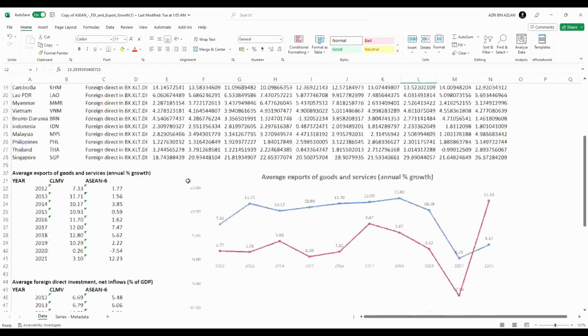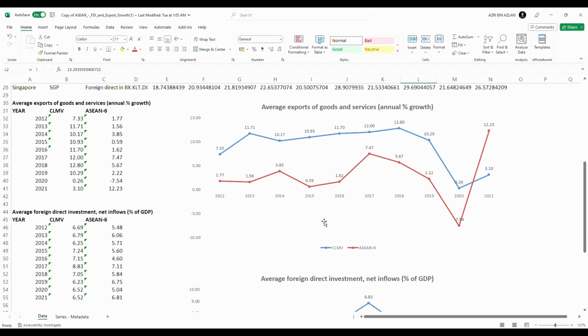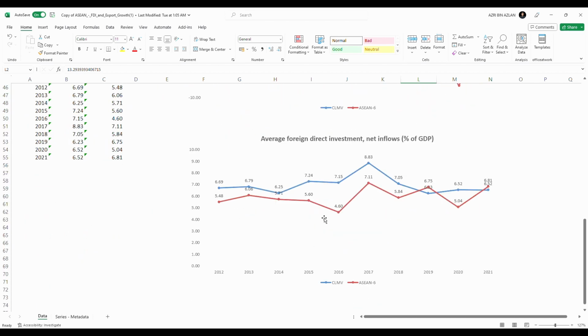Alright, but we can see an interesting point here. During 2021, after the COVID, ASEAN 6 outperformed CLMV, bouncing back higher after the COVID, which is 12.23% as compared to 3.10%. So moving on to the second data, which is average FDI, net inflow as a percentage of GDP. Okay, so for CLMV, again, it outperforms ASEAN 6 most of the years. Only 2 years ASEAN 6 outperformed CLMV.